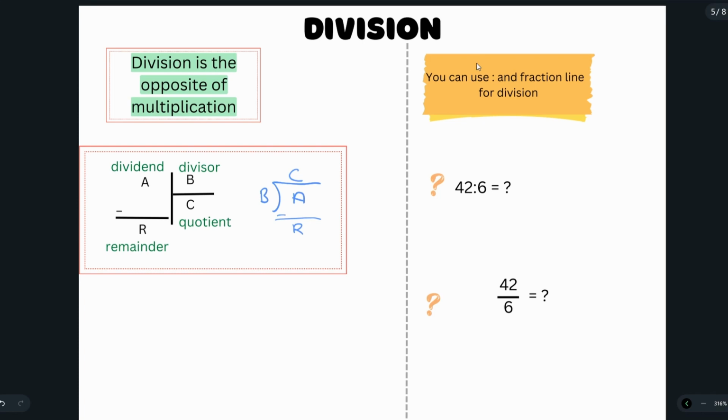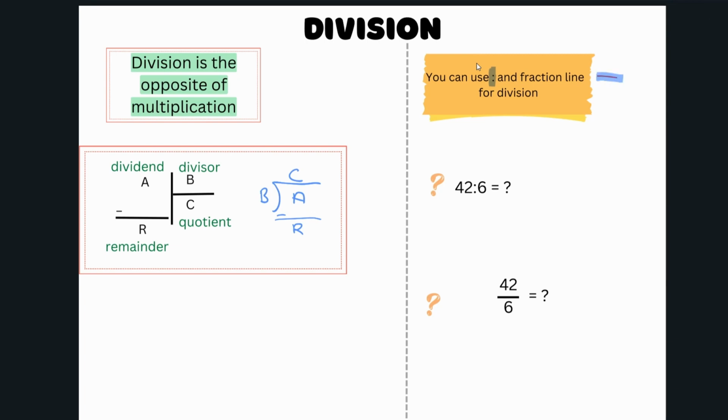I believe that this version is easier and more visually appealing, in my opinion. So I will be using this. After doing a few questions, you will get used to this one as well. But feel free to use this version too. When we are doing division, you can use this colon symbol, or a fraction line like this.